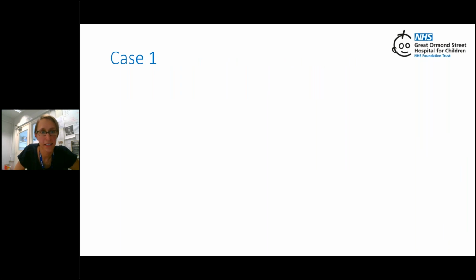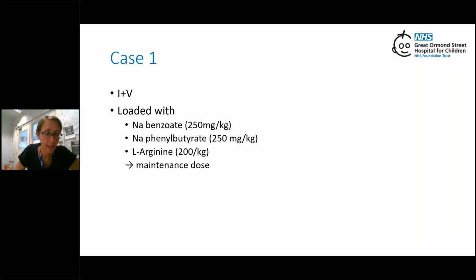And in the first case that I was talking about, the progress was that this baby was intubated and ventilated, and loaded with ammonia scavengers, sodium benzoate and phenylbutyrate, so the typical medication we normally give for hyperammonaemia, and was also given arginine. I will show you later why we do that in these disorders. And typically they have a loading dose followed by a maintenance dose. And then the baby was urgently transferred over to PICU at Great Ormond Street.